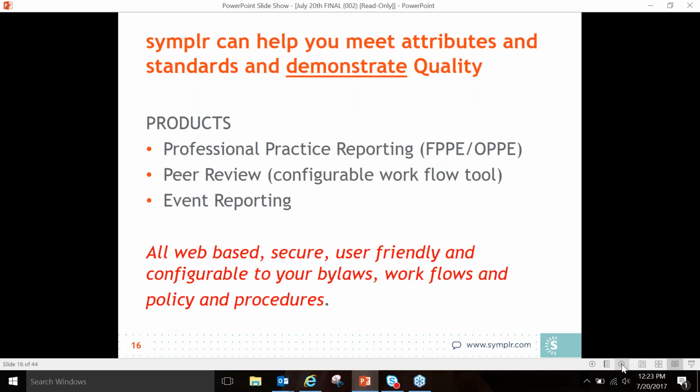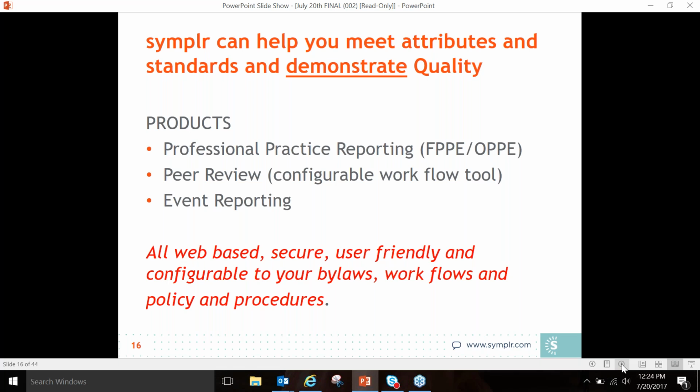Now, how can we help with all this? Hopefully we can. symplr can help you meet all those attributes and standards that I just mentioned, and then demonstrate it. That's really the key. Nobody tells you exactly what you have to do. Joint Commission doesn't say, here's how you do an FPPE, here's how you need to report it. They just say that you need to do it. You need to do focused evaluations. You need to do ongoing reporting. You need to do peer review. You need to do these things, and you need to be able to demonstrate that you are doing them.